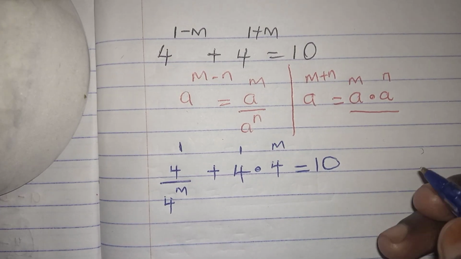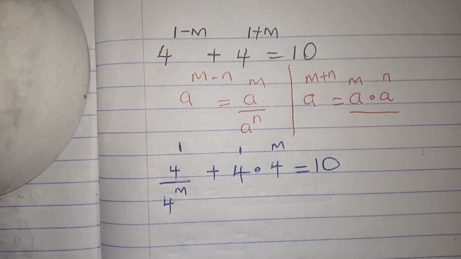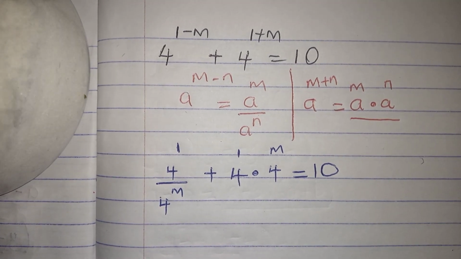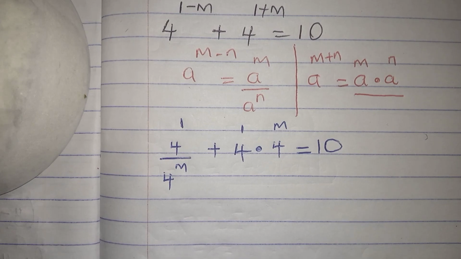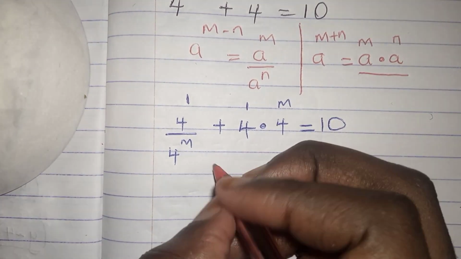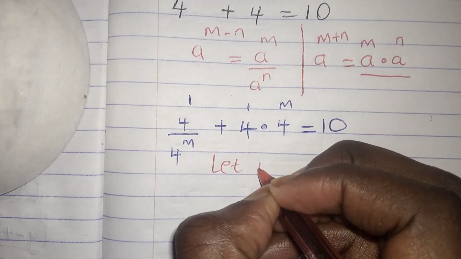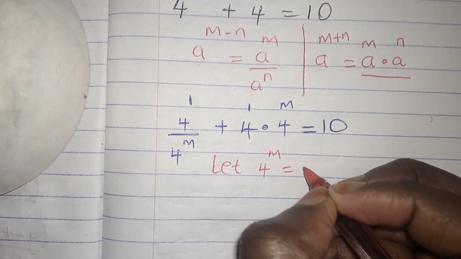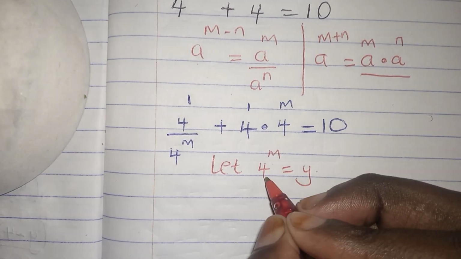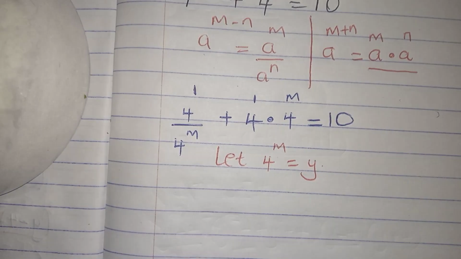Right? My next step, you can see 4 to the power of m is common. So we are going to say let 4 to the power of m be y. So we are going to substitute 4 to the power of m with y.